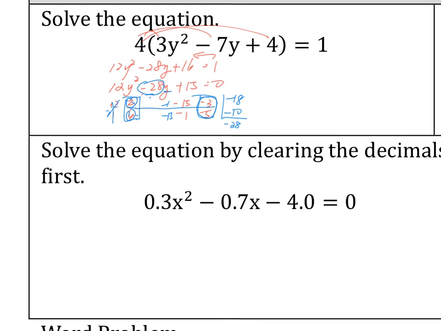So this will be 2y minus 3 and 6y minus 5 equal to 0. And by the zero product property, y could equal 3 over 2 or 5 over 6.